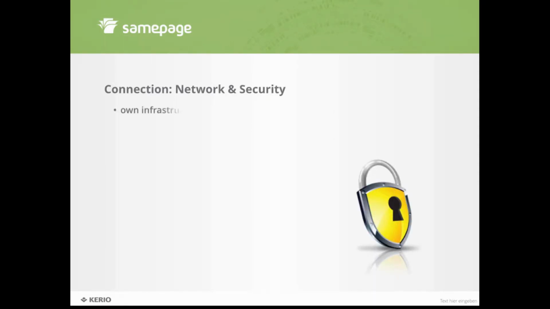Next topic would be the connection itself, network and security. What I think is pretty important to know is that it is our own infrastructure of servers. There are no third-party servers. For example, when you look at Dropbox, they use the Amazon S3 servers, which is not bad. It's perfect. It's okay. But it's not in the hands of Dropbox. With Samepage, those servers are our own servers. So we are not booking any servers at Amazon or whoever. It's our hardware, our servers and our infrastructure.